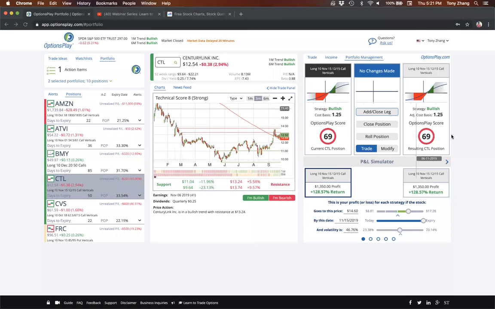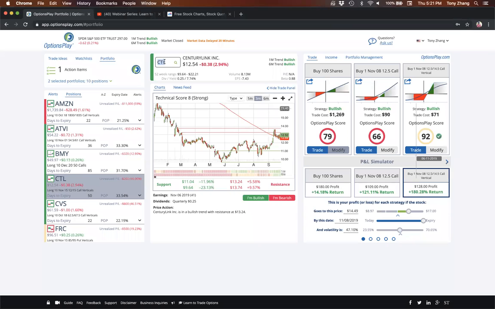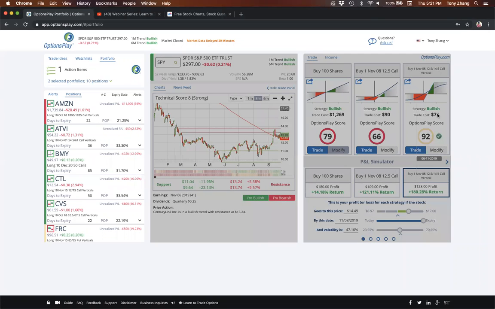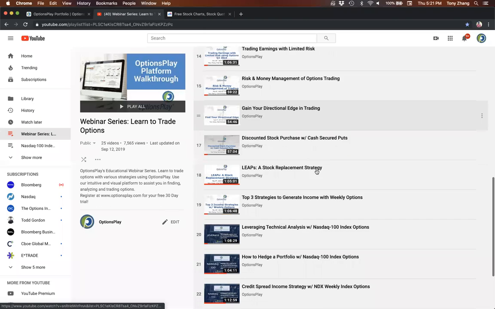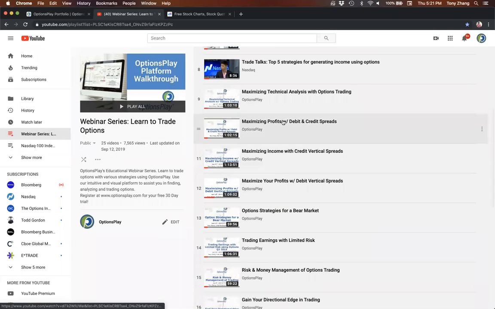Patrick is saying, in the SPY example, you said to sell a put credit spread. When I go into OptionsPlay and click on bearish, it proposes to buy a put vertical. Is it the same thing? No, those are two completely different things, because selling a put credit spread is bullish. Buying a put debit spread is bearish. So be very careful. If you are not familiar with credit versus debit spreads, I highly recommend you take a look at my webinar on maximizing profits with debit and credit spreads.